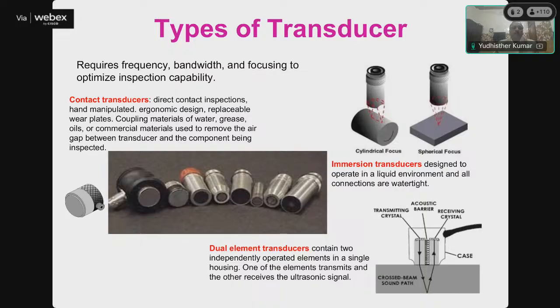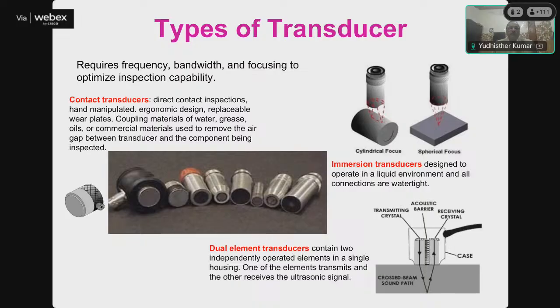Coupling material usually used for these transducers is water, grease or oils, or any commercially available materials, used to remove the air gap between the transducer and the test object so that ultrasound is transmitted into the test object smoothly. Immersion transducers are designed to operate in a liquid environment or in immersion testing, and all connections are watertight. These are the cylindrical focus transducer, which can be used in water, and the spherical focus transducer.